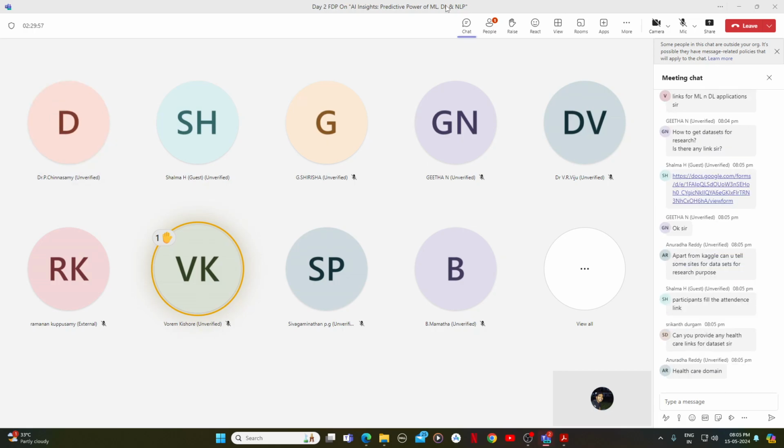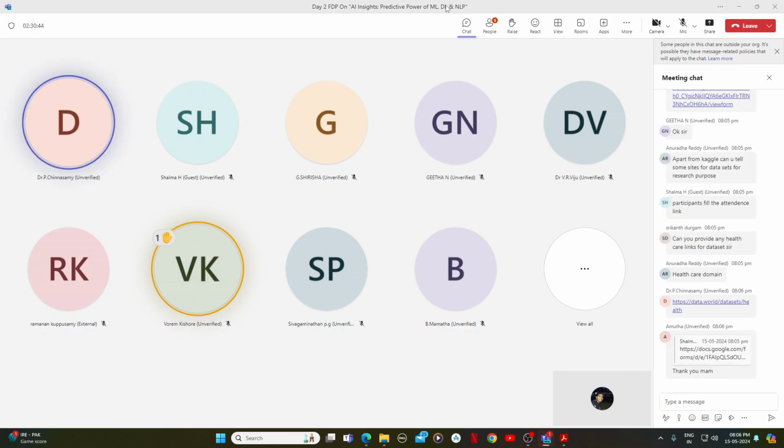So any more doubts? Can you tell some sites for datasets? Any healthcare datasets links? Give me one minute, I'll tell you. Yes, sir. So I am sharing one link for healthcare datasets. There we have one object for healthcare.